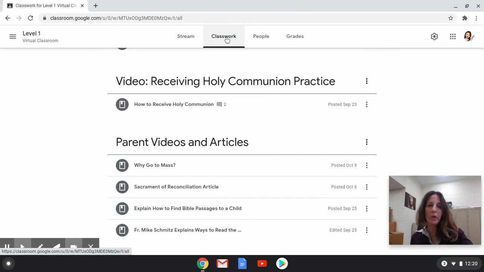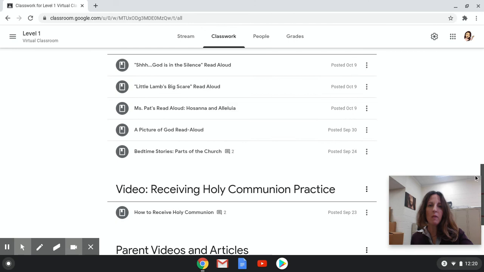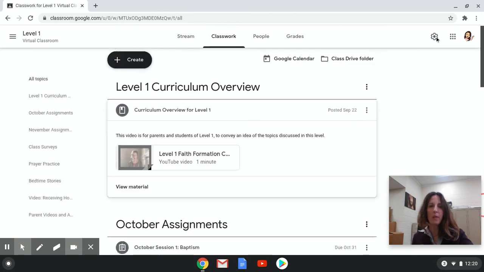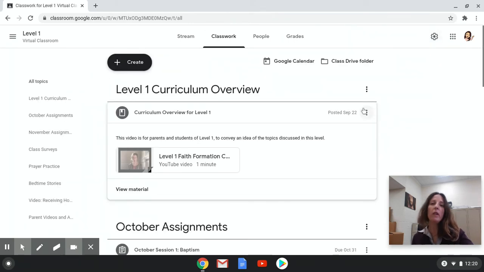When you click on classwork, you can see the assignments for the month. So there will never be more than 4 assignments each month. This is taking the place of what in previous years was done in workbooks.